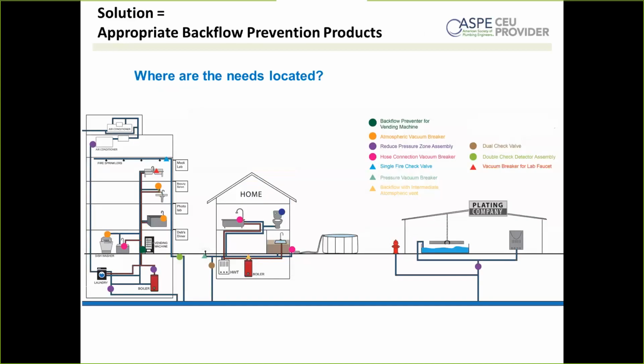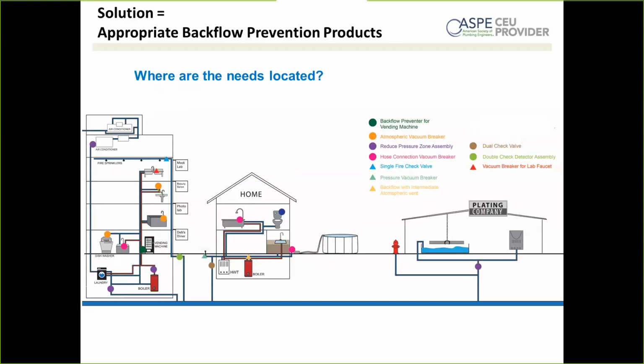So where do these all get used? Well, they're extremely common, and every cross connection requires appropriate backflow protection. Here you can see they have backflow containment at all the service lines. They also have isolation protection at all these different points of use. They can go from anywhere in the building, from the basement up to the top floor.